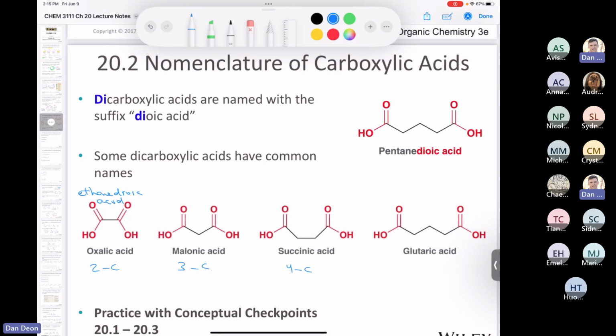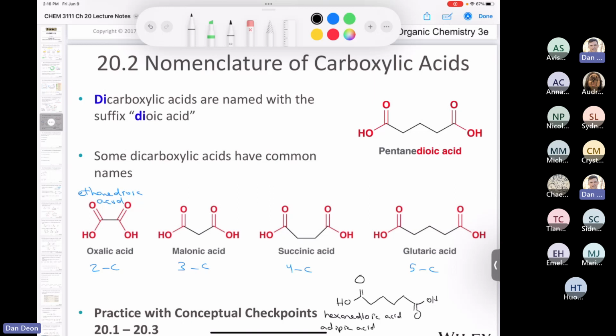4 carbons is succinic, and 5 carbons is glutaric. And the way that my students taught me to remember this, because when you have 6 carbons, and let me just scribble it in here quickly. If you have 6 carbons, 1, 2, 3, 4, 5, 6, this compound would be hexanedioic acid, or the common name is adipic acid.